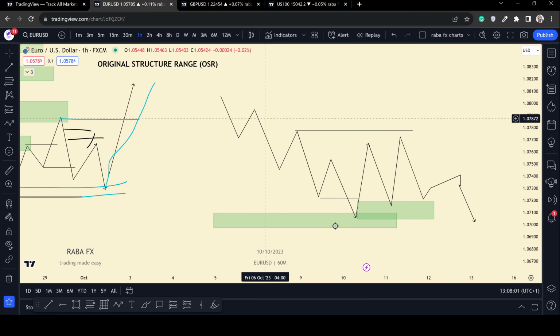range. And by the way, the offer I gave for the SMC course, this is one of the things I'm showing them, right? But there are more to this. This is not just it.